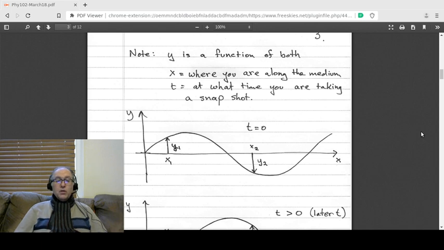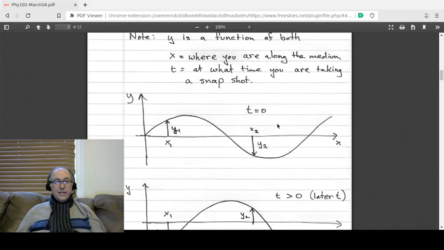So y will depend on where you are along the string, because where you are along the string is which oscillator you're talking about, and which oscillator you're talking about will determine how much it's displaced from equilibrium. But y isn't just a function of x. The displacement isn't just a function of which oscillator you're looking at. Each individual oscillator itself will change its displacement over time.